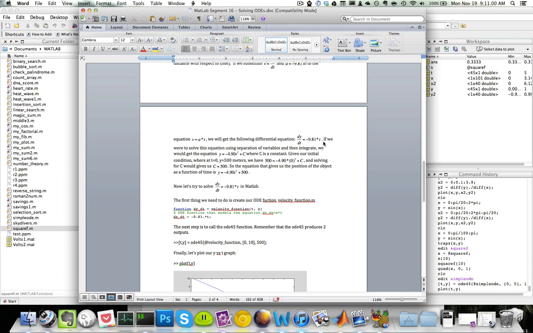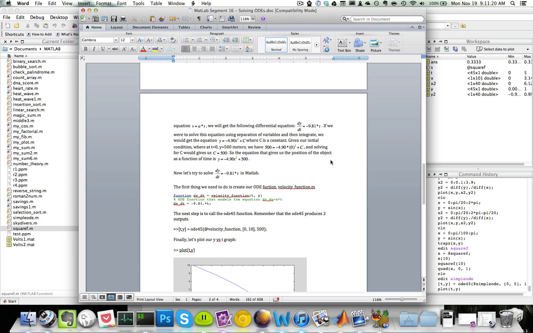If we were to solve this ODE using a method similar to what we did above, we get the equation y is equal to negative 4.90 t squared plus c. And given our initial condition, where at t equal to 0 we're at 500 meters, we can solve for c, which gives us c equal to 500. So the equation that gives us the position of the object as a function of time is y is equal to negative 4.90 t squared plus 500.